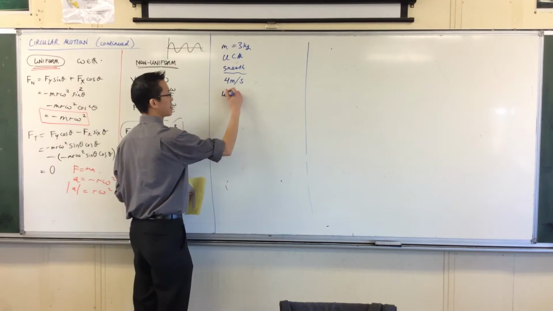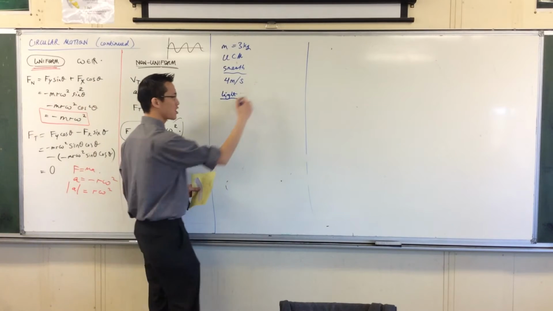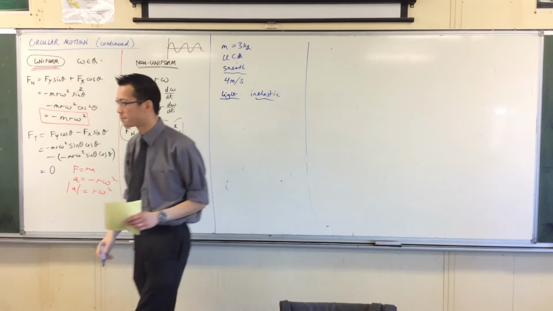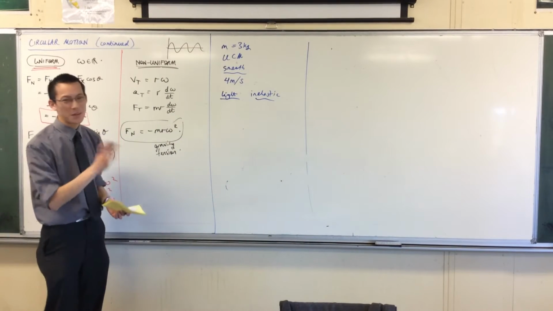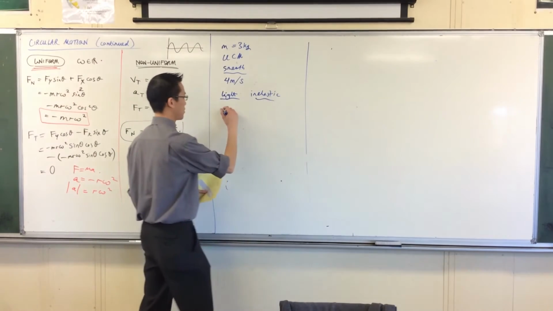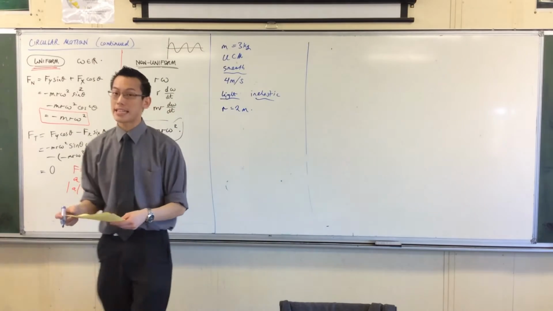It's inelastic. Sorry, so I said light. That means forget about the weight of the string, right? Inelastic, you can tell me what that means. It doesn't get longer, doesn't get shorter, okay? So in other words, you're going to have a constant radius, and that constant radius is 2 meters. Okay, great. Find the tension in the string.